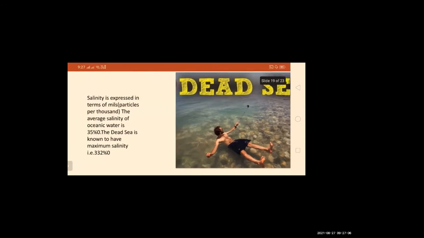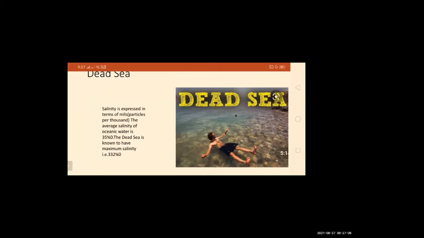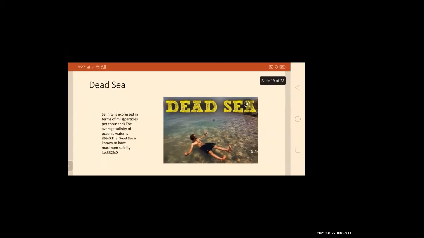See, here you can see the picture of the Dead Sea. Have you ever heard the word Dead Sea? Why is it called dead? Would you like to give an answer why the sea is called dead? Can you guess? If you don't know the answer, you can guess. Otherwise, I will give the answer.